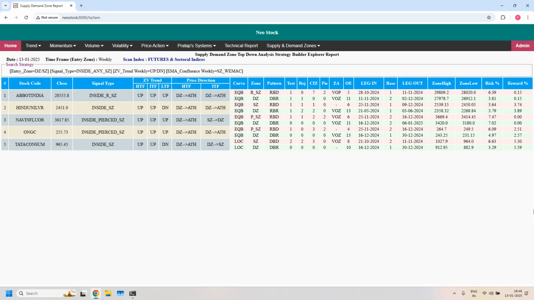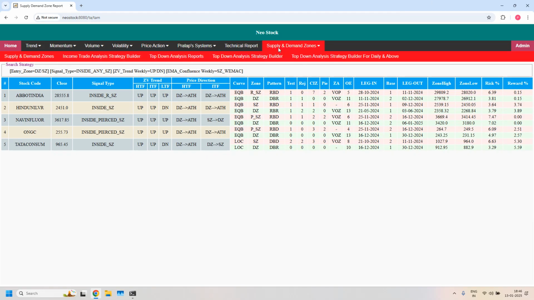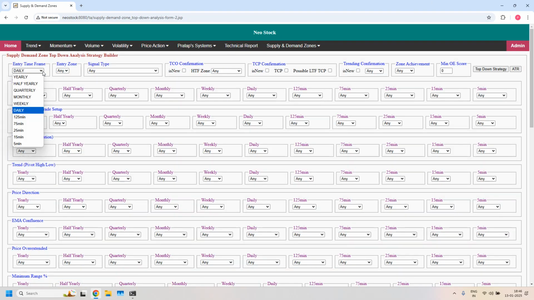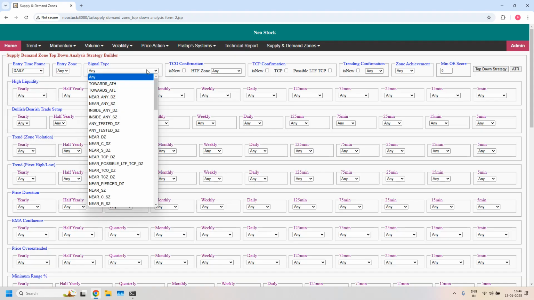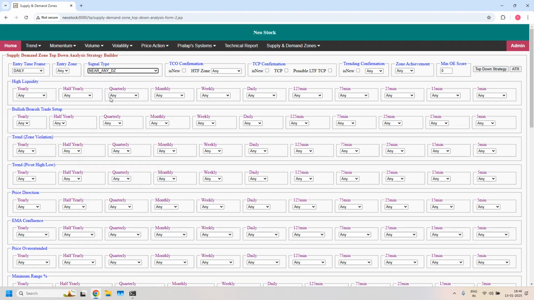And these 5 weekly supply zones have weekly EMA confluence. Some of these weekly supply zones are pierced zones. 3 stocks out of 5. Okay, this is about weekly time frame. Next time frame is daily. Entry time frame daily. Let us find the stocks near daily demand zone.